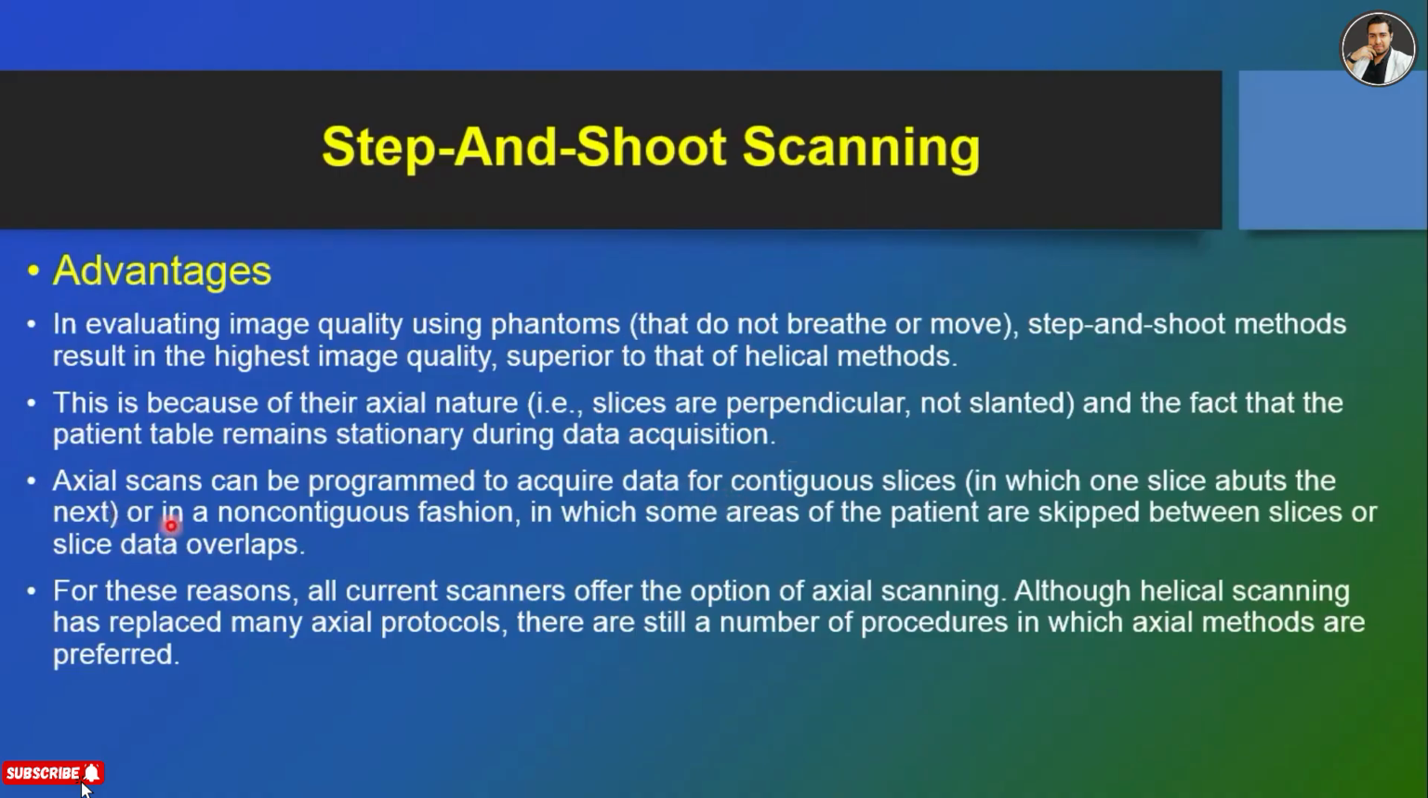The axial scan can be programmed to acquire data for contiguous slices, in which one slice abuts the next, or in a non-contiguous fashion, in which some areas of the patient are skipped between slices or slice data overlaps.